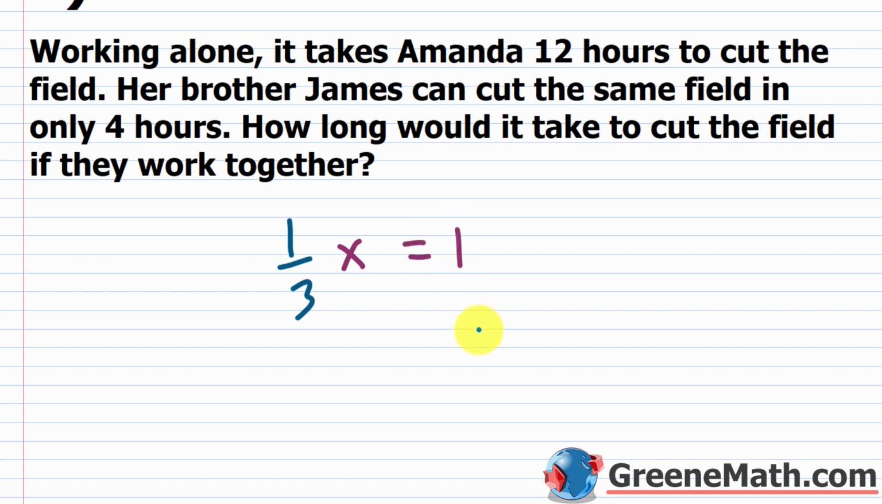So this here, we would just basically multiply both sides by 3. So multiply by 3 over here and by 3 over here. So this would cancel and you get x is equal to 3. So essentially it would take 3 hours if they were working together. So I'm just going to say 3 hours. Now, can we check this?